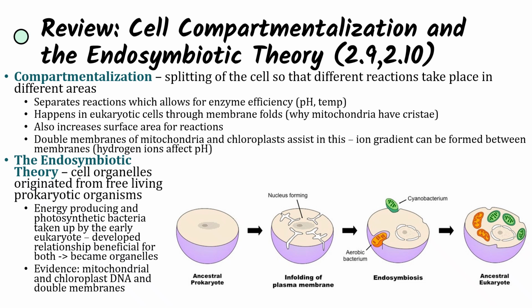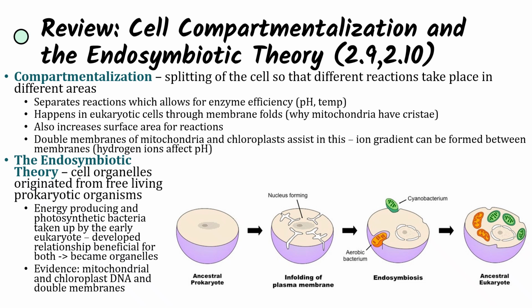So what is the endosymbiotic theory? This is the idea that cell organelles originated from free-living prokaryotic organisms, and it helps explain why mitochondria and chloroplasts have the double membrane, why mitochondria and chloroplasts have DNA and ribosomes within them, and it explains basically cell compartmentalization, why they are their own organelles.